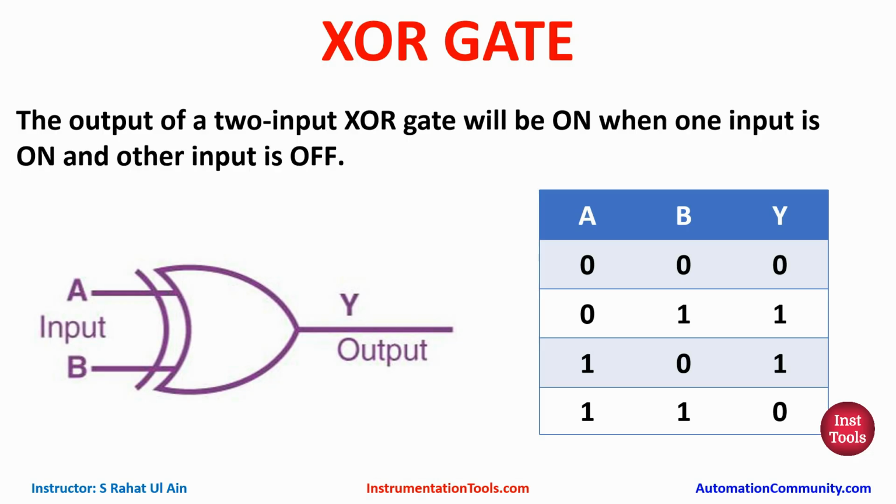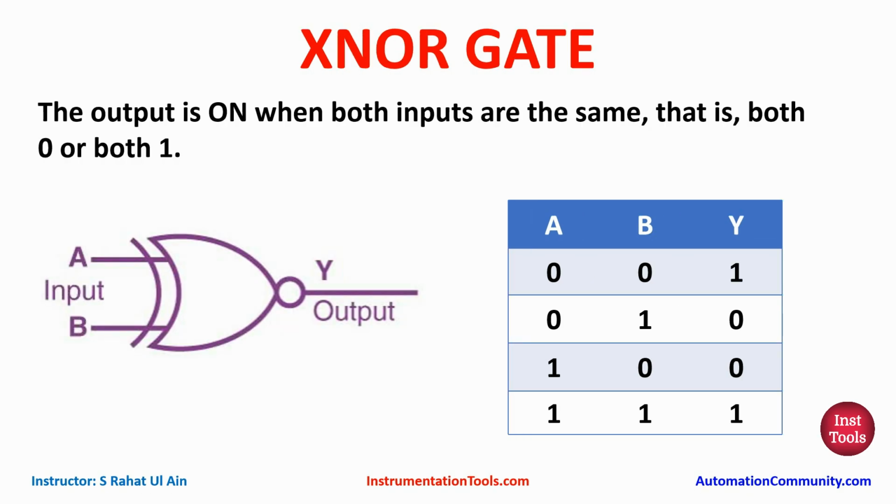So when both the inputs are off, the output Y will be off, and when only one input is on, that means A is off, B is on, or A is on, B is off, then the output Y will be on. And if both the inputs are true, if both the inputs are on, then the output Y will be off.